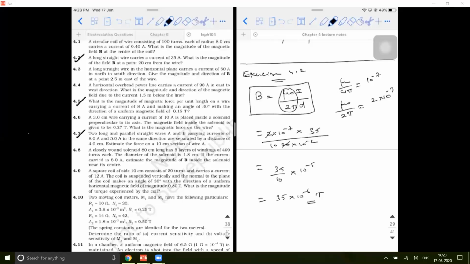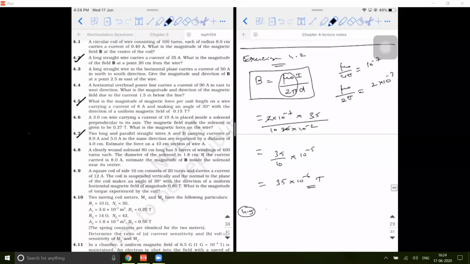Right. So what will be the answer for 4.5? What is the magnitude of the magnetic force per unit length on a wire carrying a current of 8 ampere and making an angle 30 degree with the direction of uniform magnetic field? So force 0.6. Force per unit length is what is asked.